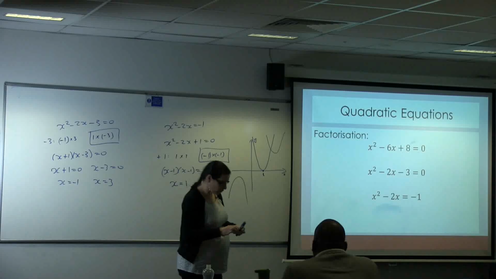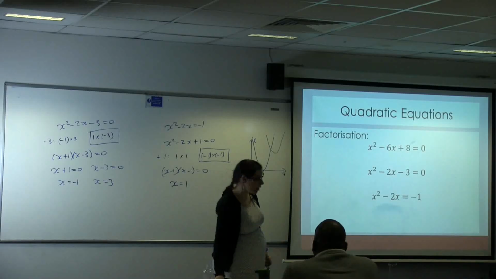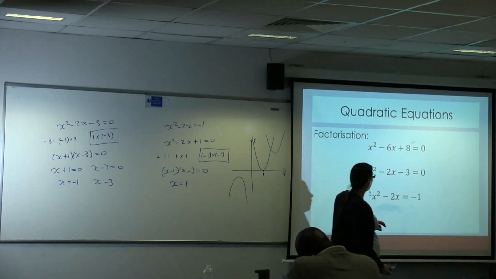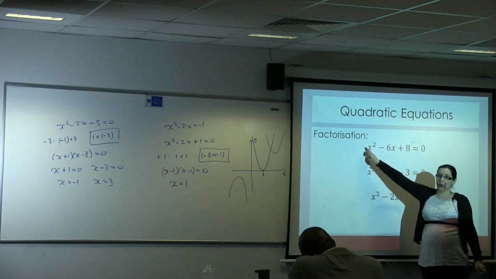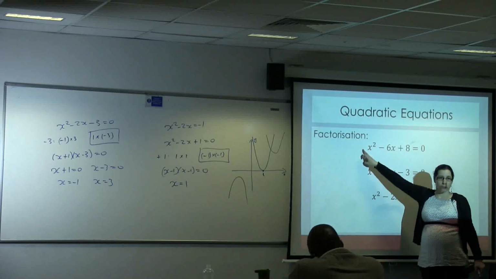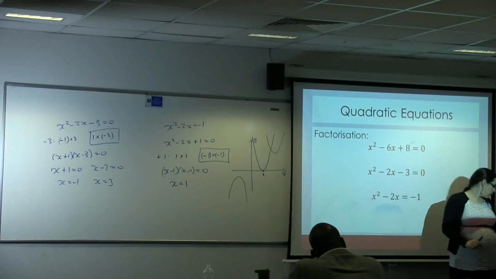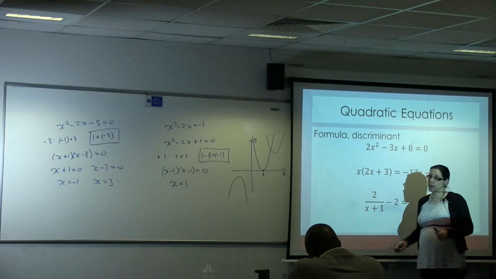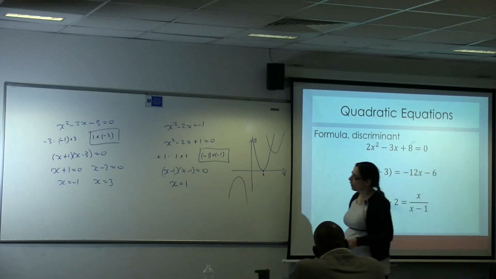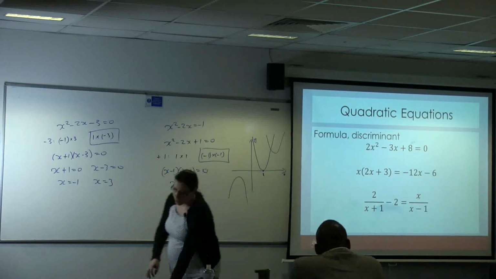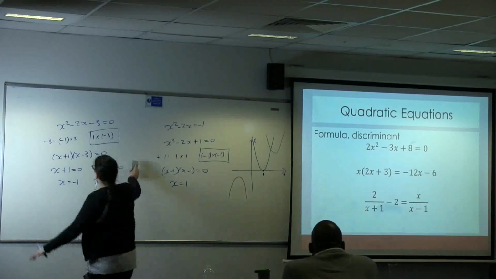Okay, so this is solving quadratics by using factorization, but as I mentioned, it only works if the quadratic term has a coefficient of 1. Now, what happens if I have quadratic equations that have coefficients other than 1? For that, I need to remember the so-called quadratic formula.